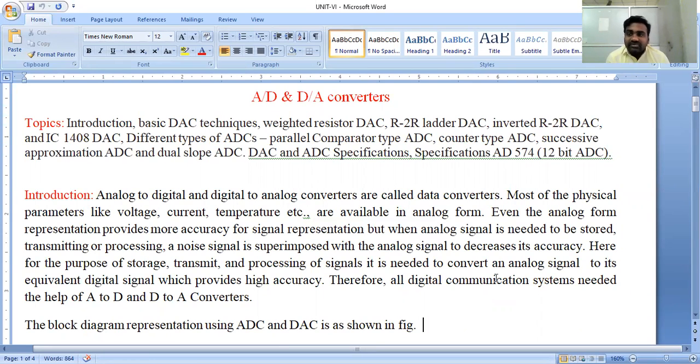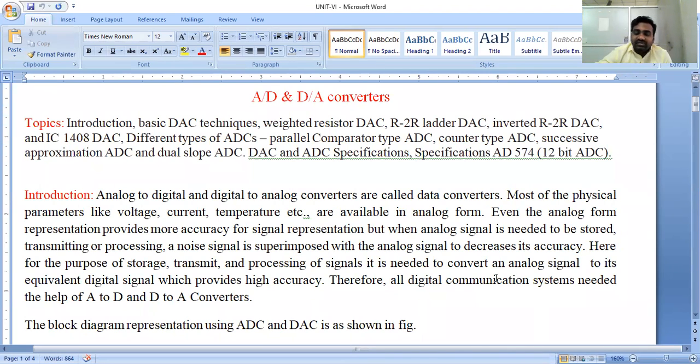So what is the purpose of conversion? As we already discussed, for transmission or processing of the signal, we need to convert the analog signal into a digital pulse or a digital pulse into an analog pulse. This improves the efficiency of the signal with respect to these parameters.